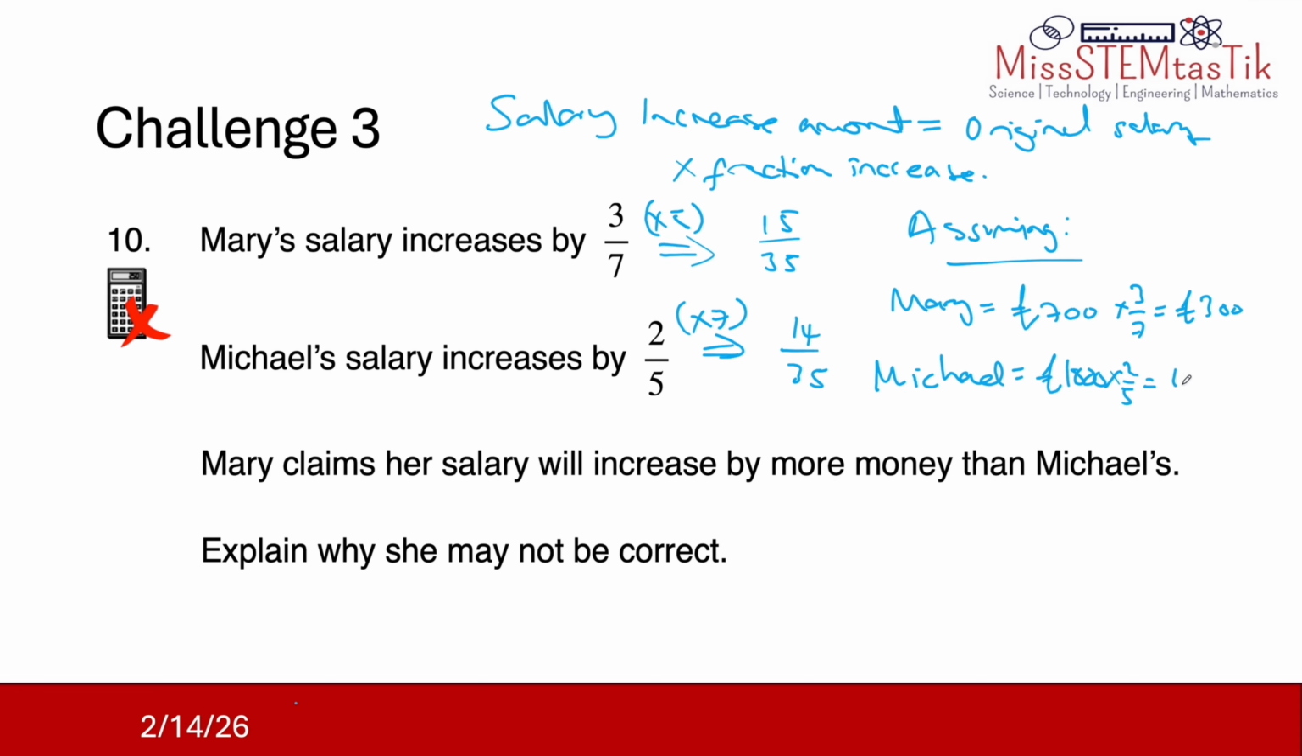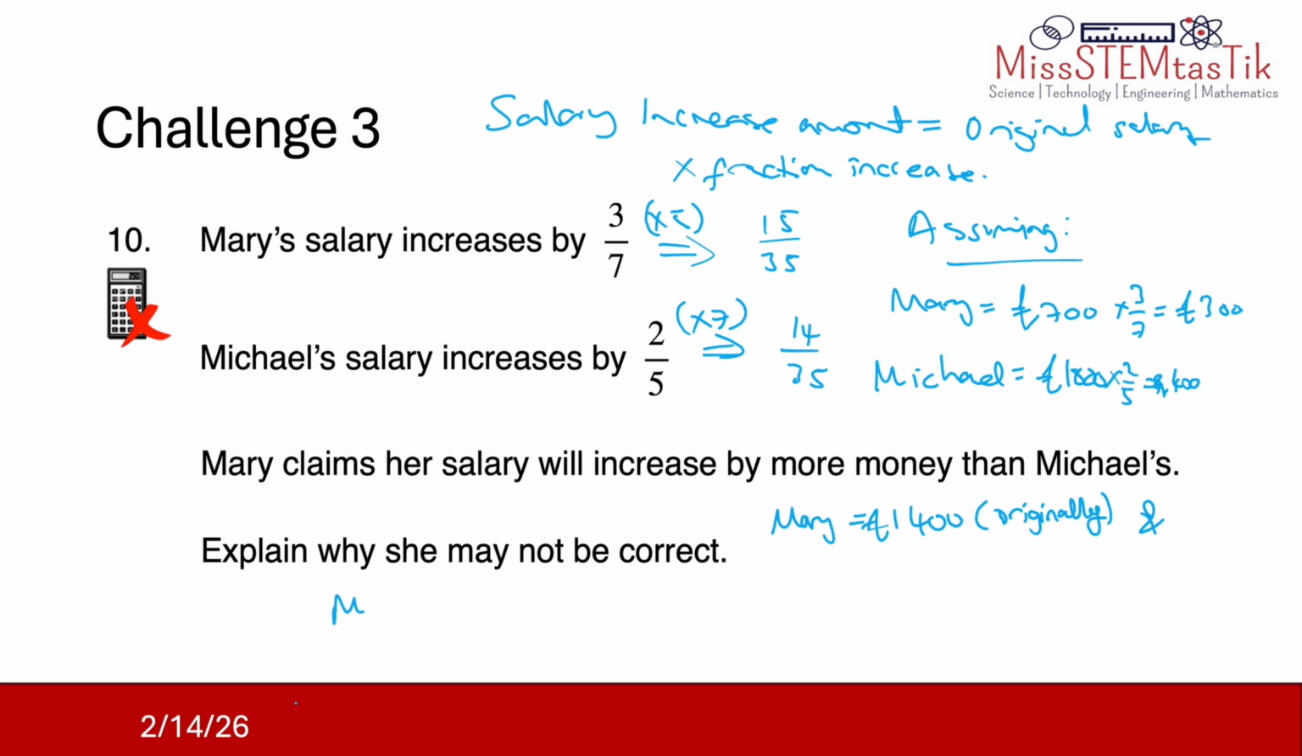So I'm going to go through two scenarios. One where Mary's salary is higher, and in the other one, Michael's is higher, and then we will see the difference. So assuming that Mary's original salary was £700 and Michael's is £1,000, when we multiply the two salaries with the respective multipliers, 700 times 3/7 gives us a £300 increase. Michael's 1,000 times 2/5 will give us a £400 increase. So clearly we can see that Michael's increase is greater than Mary's, despite her multiplier being greater than Michael's.